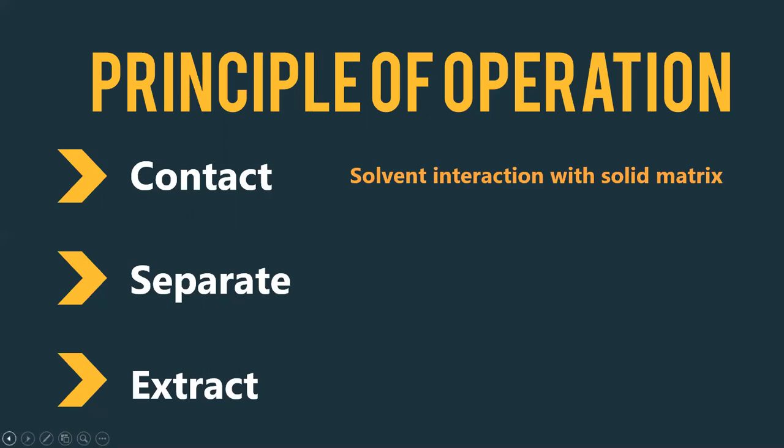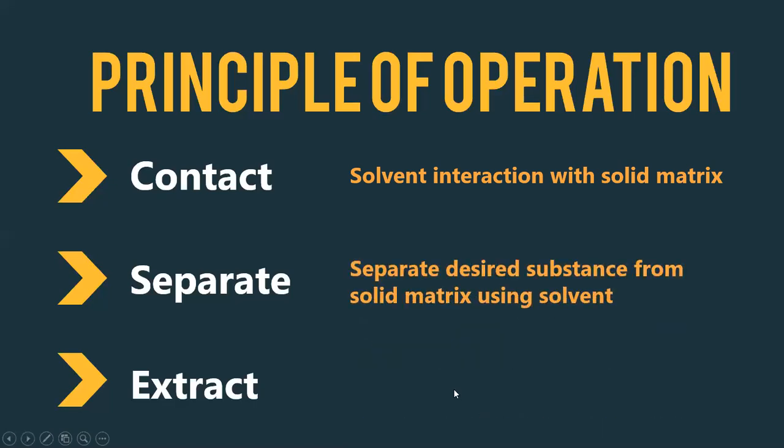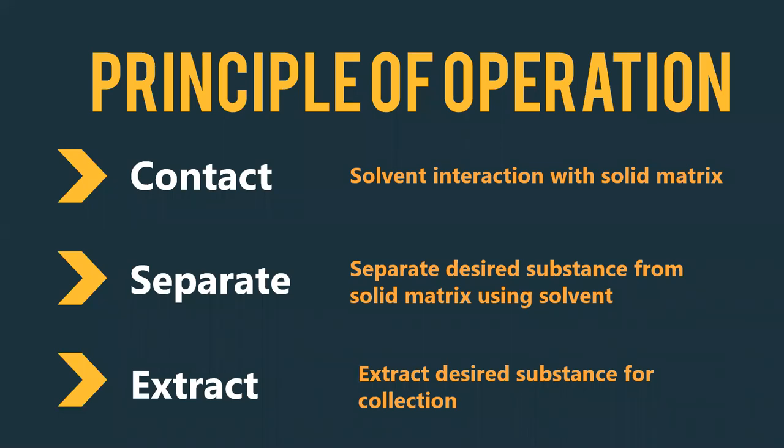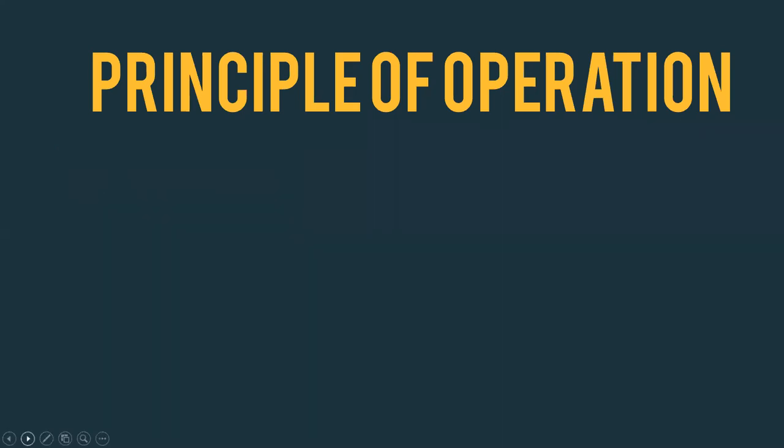So you have the solvent interaction with the solid matrix, which is the contact. Then we separate desired substances from the solid matrix using solvent. This is the part wherein dissolution of your solute from the solid matrix happens. And then in extraction, the extracted desired substance for collection undergoes, as I said, extraction. So the solute needs to be separated from the solvent that took it out from the solid matrix. So that is the three-step operation, the principle of operation for leaching.